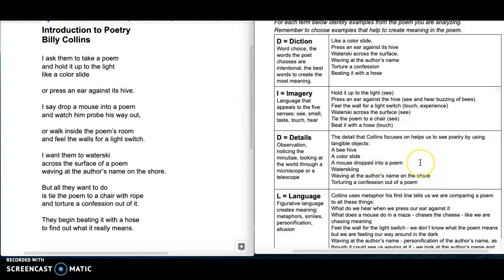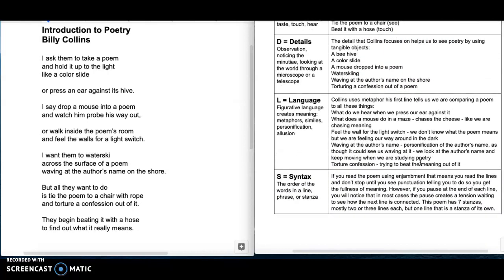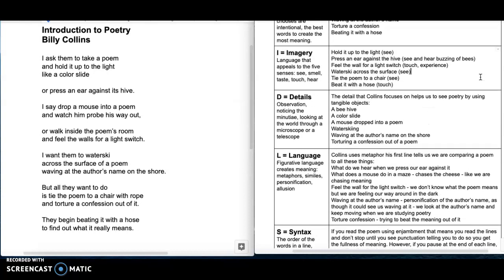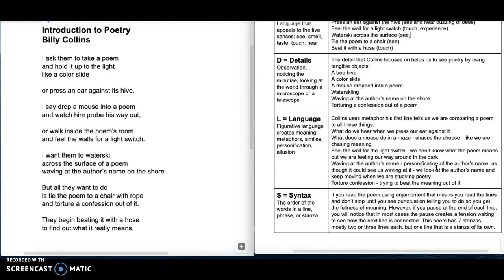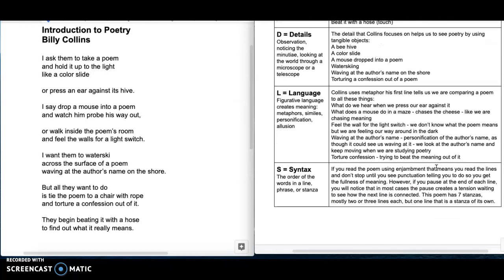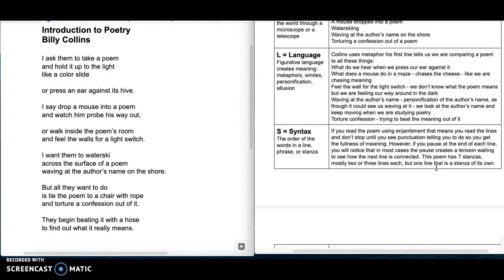Then you go down to the details. The details that Collins focuses on help us to see the poetry by choosing tangible objects, like a beehive, a color slide, a mouse dropped into a poem, water skiing, waving at the author's name on the shore, torturing a confession out of the poem. So one thing you may have noticed is in the first three, I'm referring to a lot of the same things. The same words create the same images and are also the details that Collins is focusing on. It's okay if that's the case. These aren't all unique individual ideas.